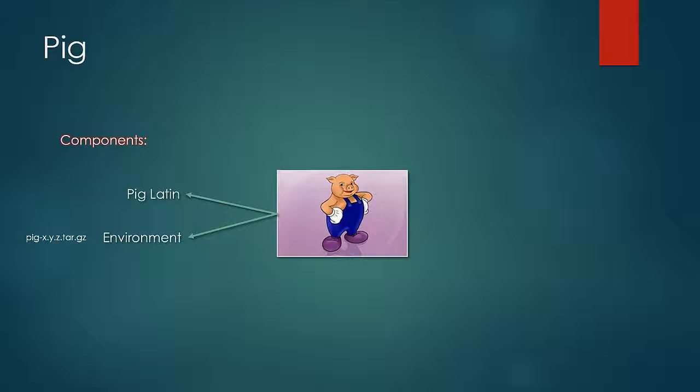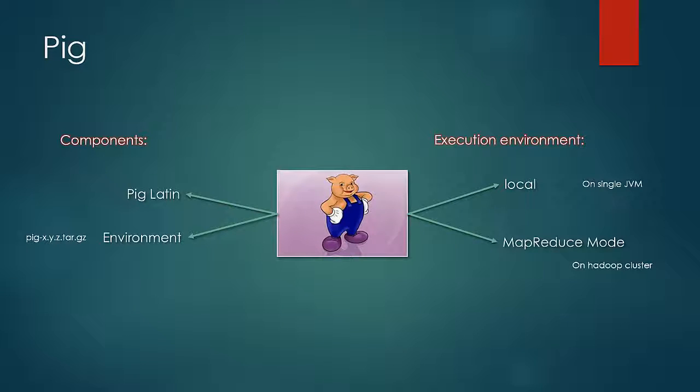The environment can have the following two types of setup. First, the local mode execution, and second, MapReduce mode. In local mode of execution, Pig runs on a single JVM, whereas in MapReduce mode, it translates the Pig program to a MapReduce program, connects to Hadoop, and runs it on the Hadoop cluster.